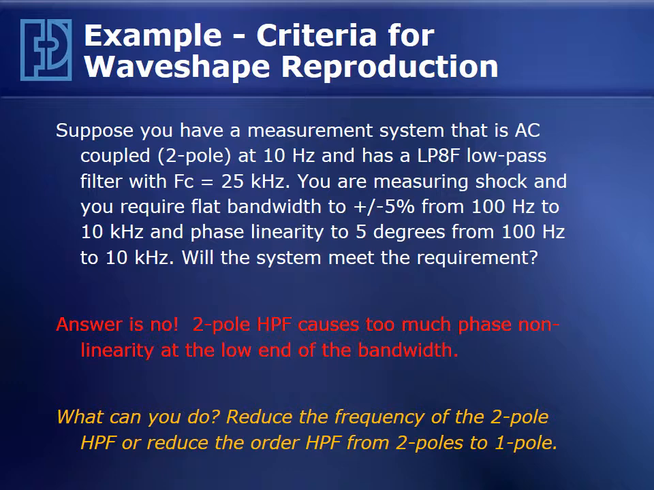And what could we do? Well, to reduce the phase nonlinearity at the low end, we can reduce the frequency of the 2-pole high-pass filter if our system's programmable, or we can reduce the order of the high-pass filter from 2 poles to 1 pole, which will reduce the amount of phase shift we have down there. So we can take measure against this if we have a programmable system, and PFI sells programmable systems for this reason. If it's not programmable, then you're not going to be able to meet the criteria. You're going to have to relax the criteria.